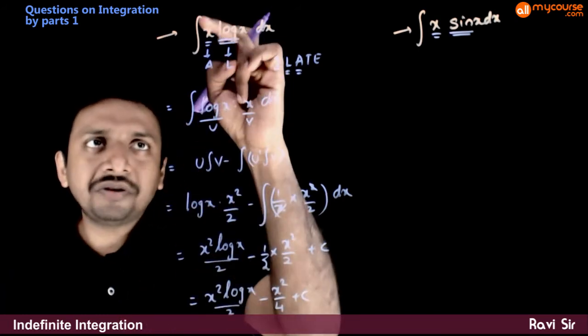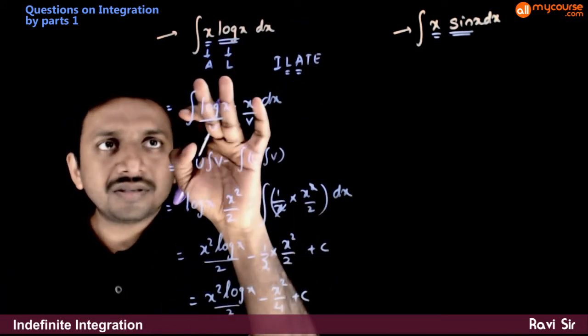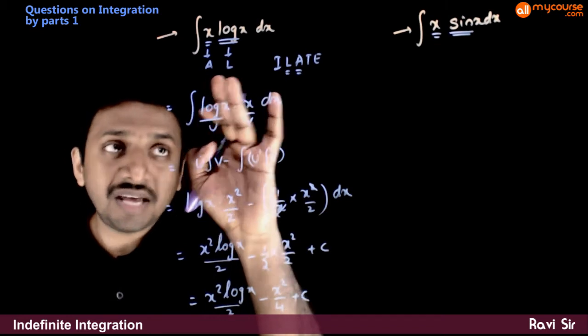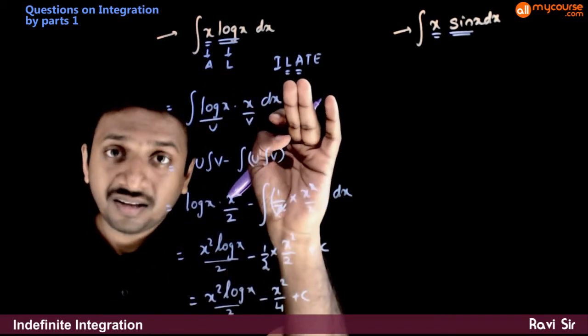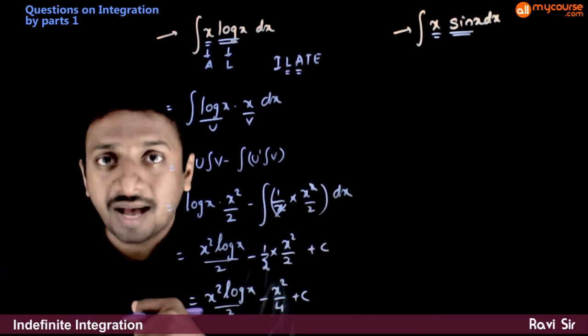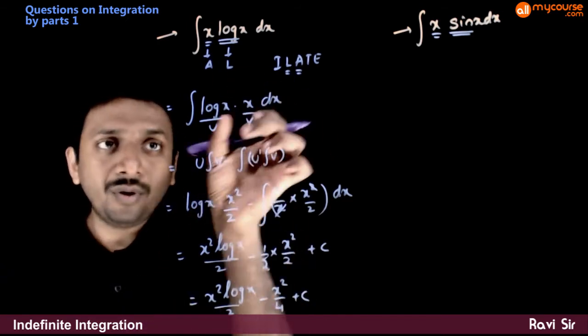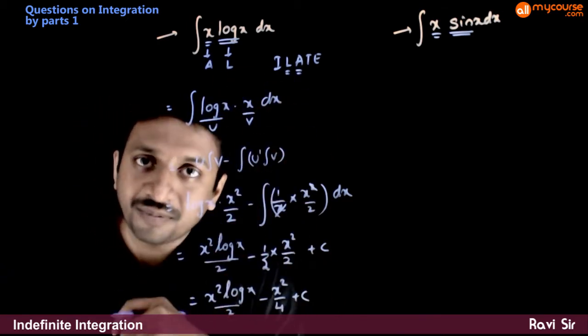First what you do is you write the nature of the functions. See whether the order of letters is same as the order in ILATE. If yes, then continue, apply the formula. If no, reverse the order and then apply the formula.